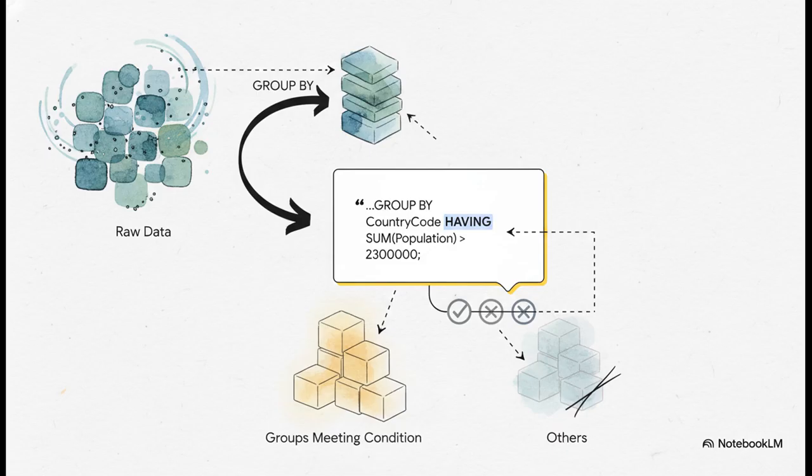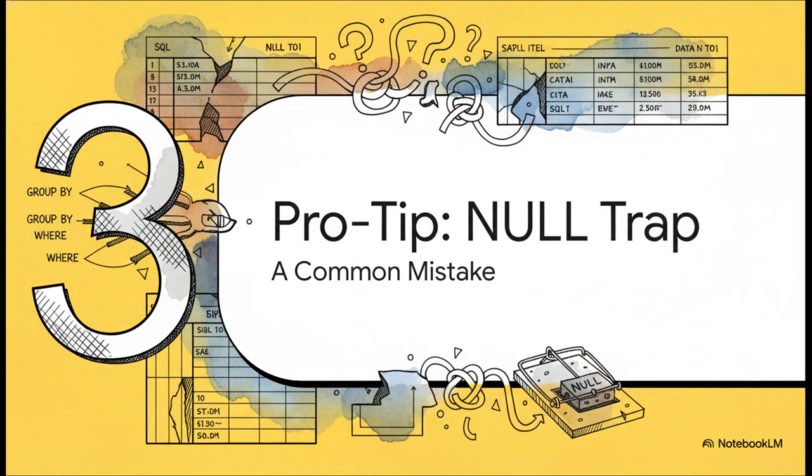Okay, you've got the main tools down, so now it's time for a pro tip, something to help you avoid a super common mistake. We're going to talk about the null trap. It's a sneaky little issue that can give you completely wrong answers without you ever knowing something went wrong.